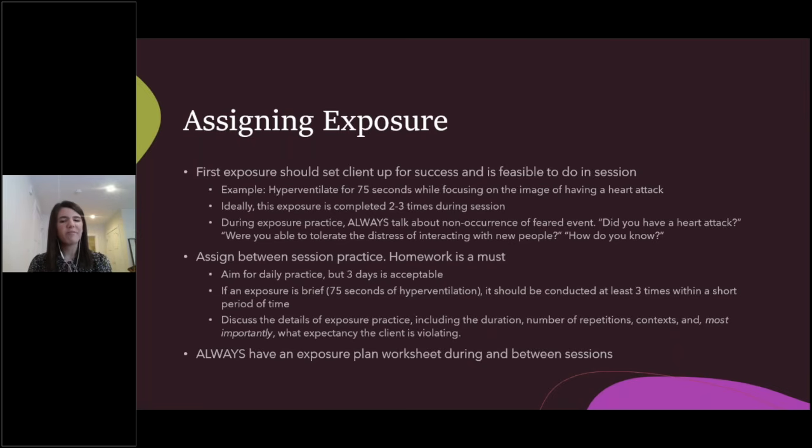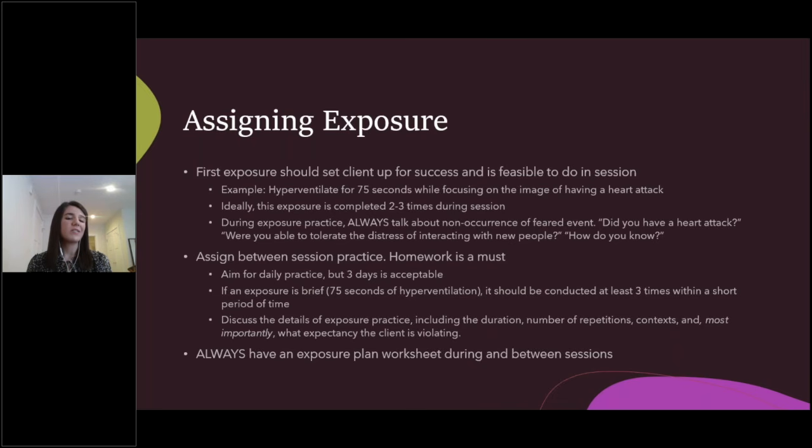Same thing with going to the gym. If you want to build muscle, you'll build muscle once a week if you go to the gym. You'll build muscle a lot faster if you go more than once a week. So the aim is for daily practice, but as I mentioned, I'm okay with 3 days. It's up to you. And if an exposure is brief, like the 75 seconds of hyperventilation, it should be conducted at least 3 times within a short period of time.